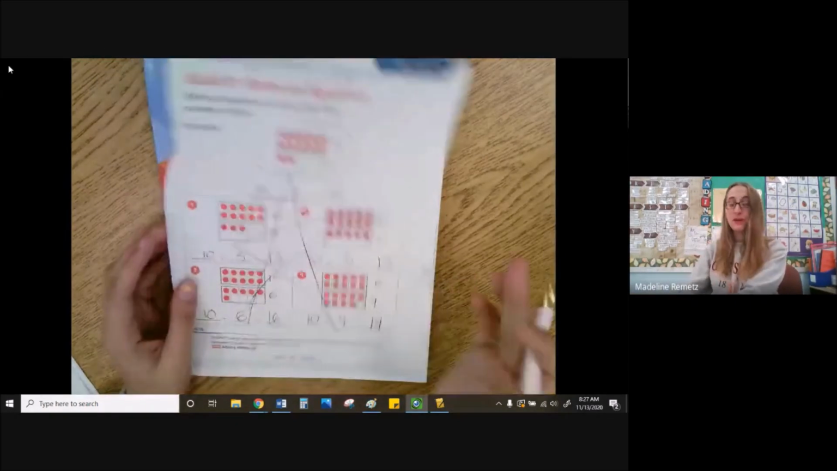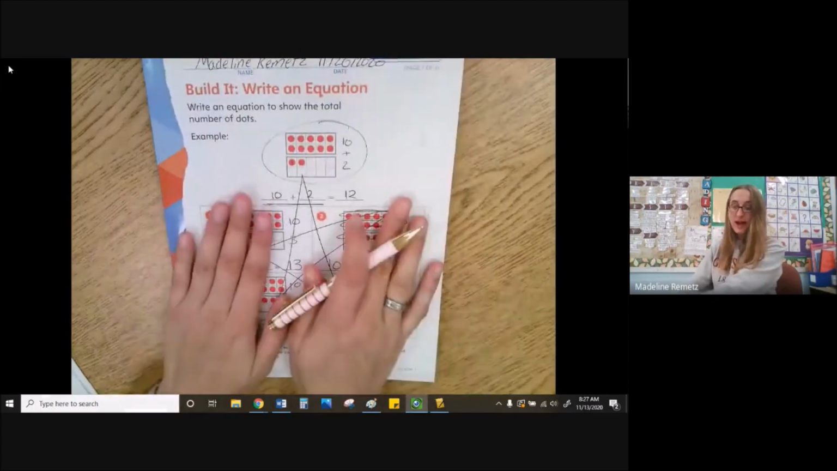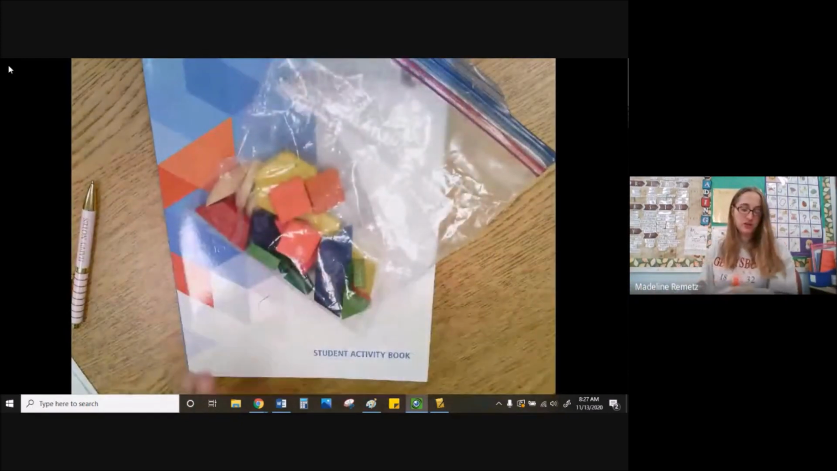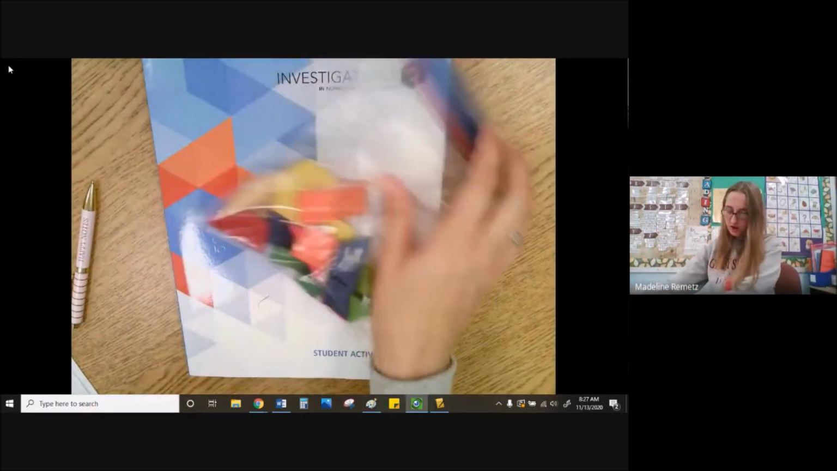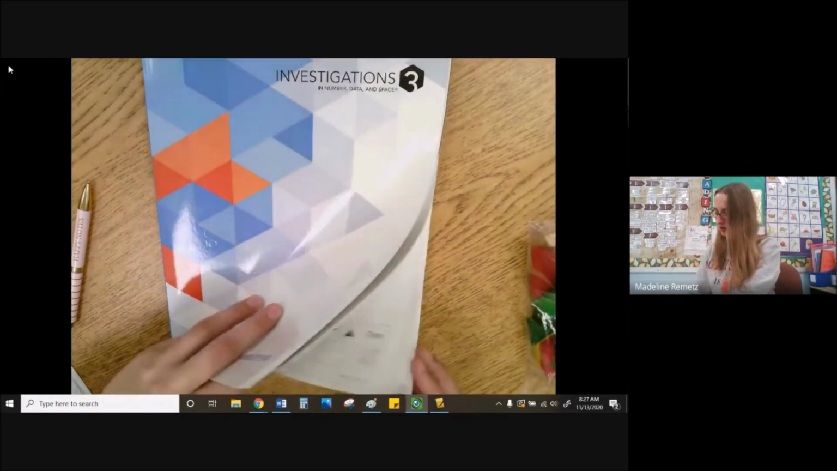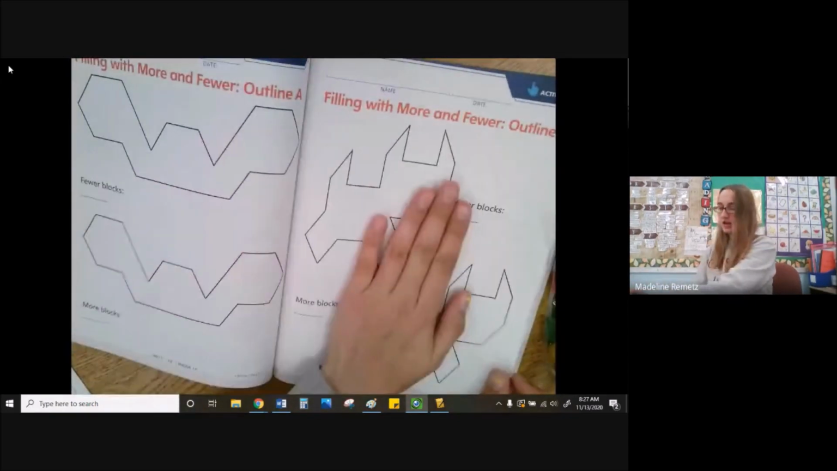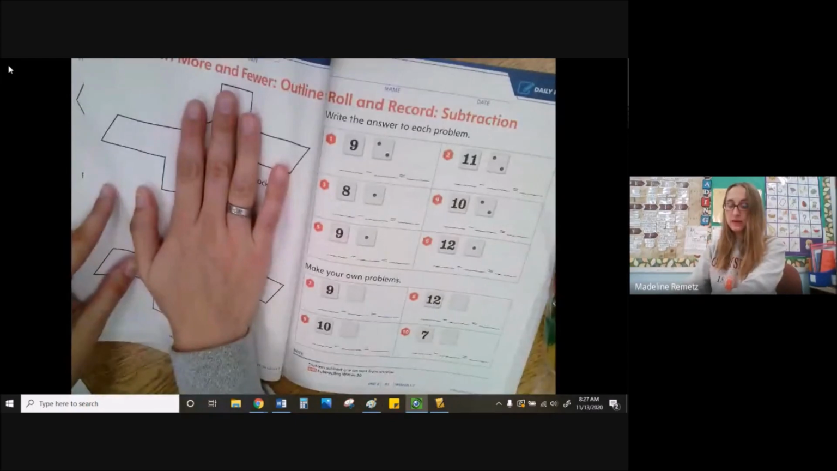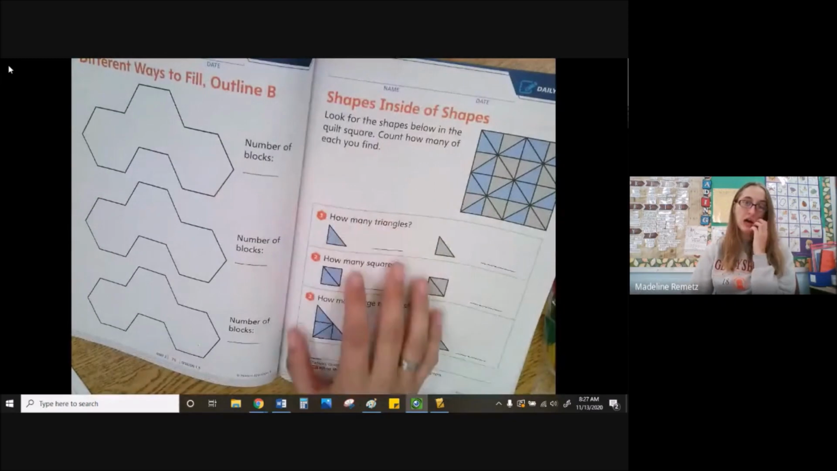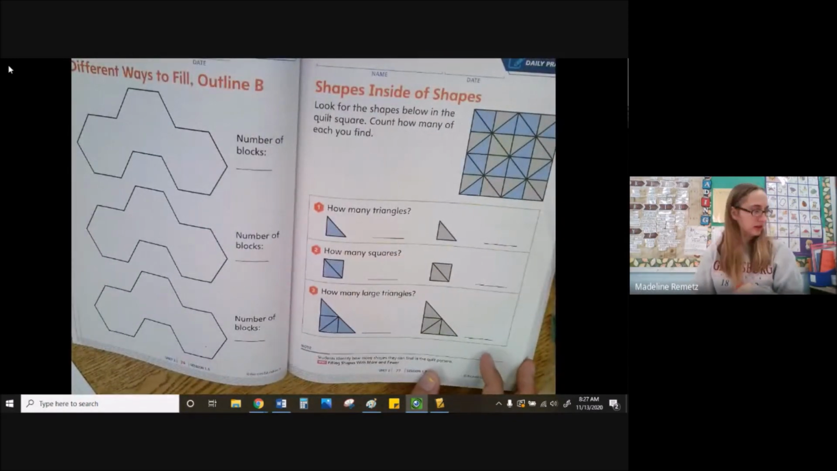If you want to send me a picture of it, I would love to see what work you've been up to. But otherwise, you can put this away and you can get out your shape blocks and the other pages in your book. So those other pages are page 78 to 80. So you're starting at 78 and you'll do 78, 79, 80. Be careful though, because there is this triangle page in here. Luckily, we've done that now, but at least, did we do it?